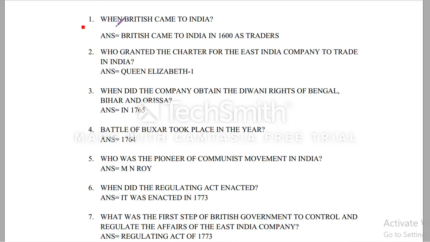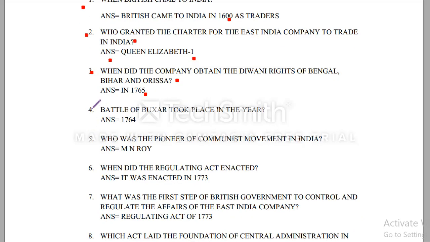First question, when did the British come to India? Answer is, British came to India in 1600 as traders. Second question, who granted the charter for the East India Company to trade in India? Answer is, Queen Elizabeth I. Third question, when did the company obtain the Diwani rights of Bengal, Bihar and Orissa? Answer is 1765. Next question, Battle of Buxar took place in the year 1764.